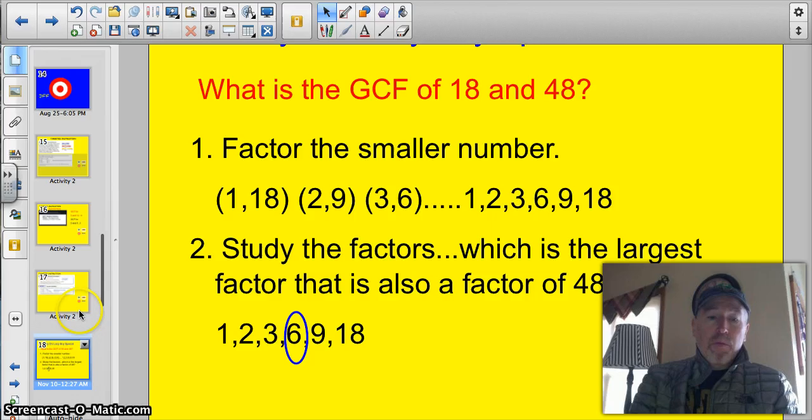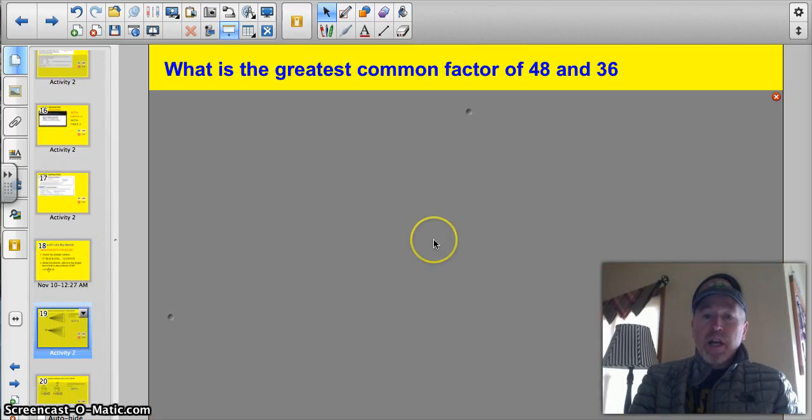All right. Let's take and have you apply a little bit of your knowledge here. I'm going to demonstrate all 3 different methods here. What is the greatest common factor of 48 and 36? Go ahead and you figure that out.